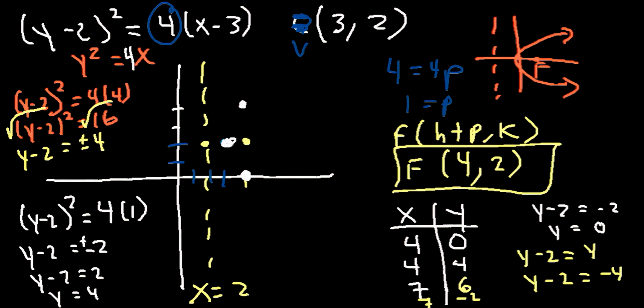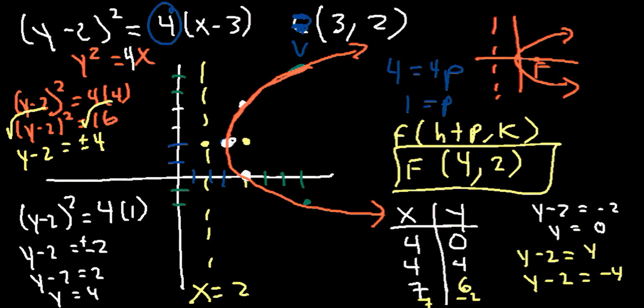So I kind of picked the points differently from the last example. So we need to go to 7. And at 7, it's going to go up to 6, which is over here. And it's going to go down to negative 2. So that's enough points to get a rough sketch for this graph. And that's how it looks like.